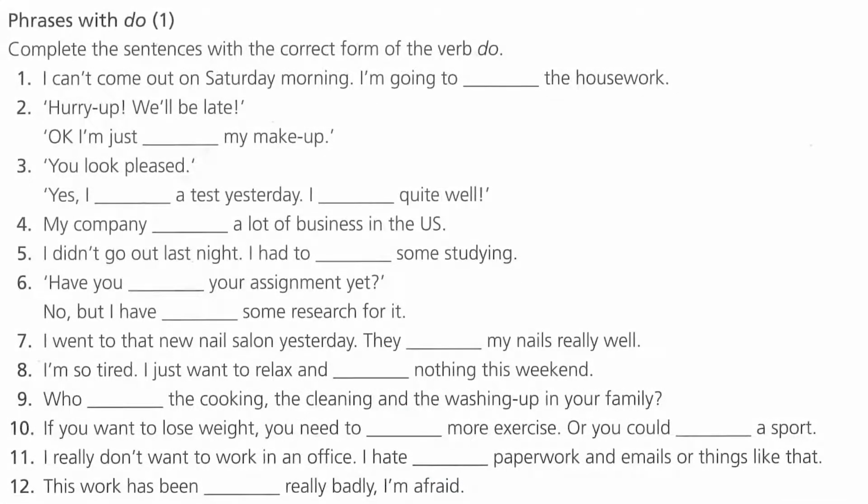From our workbook, let's go back to page 80 and do more exercises with the verb to do. As you can see, we have here an exercise in A about phrases with do. We have to complete the sentences with the correct form of the verb do. 1. I can't come out on Saturday morning. I'm going to do the housework. 2. Hurry up, we'll be late. Okay, I'm just doing my makeup. 3. You look pleased. Yes, I did a test yesterday. I did quite well.